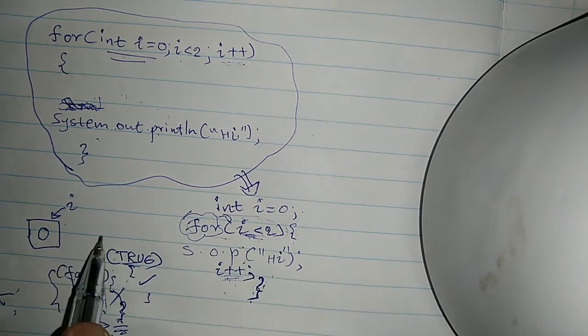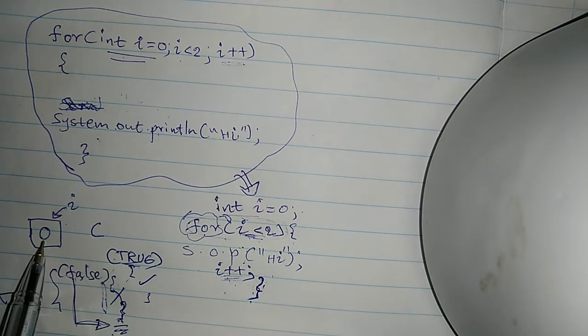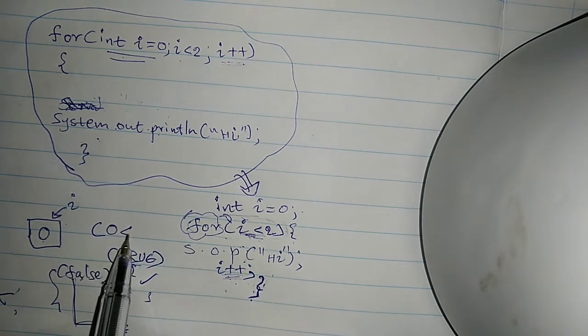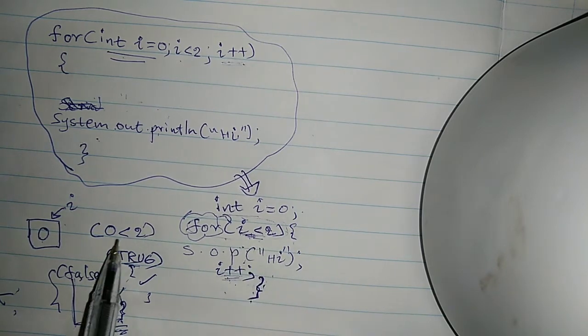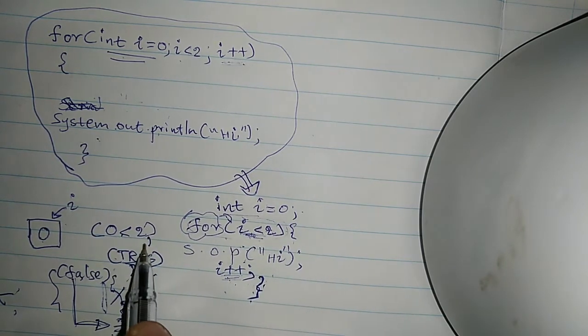So now see what is the value of I? We have I is 0. So 0 is less than 2. Here 0 is less than 2. Is it true or false? True. So it is true.